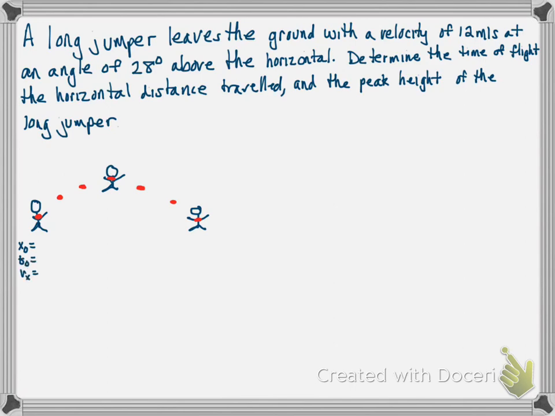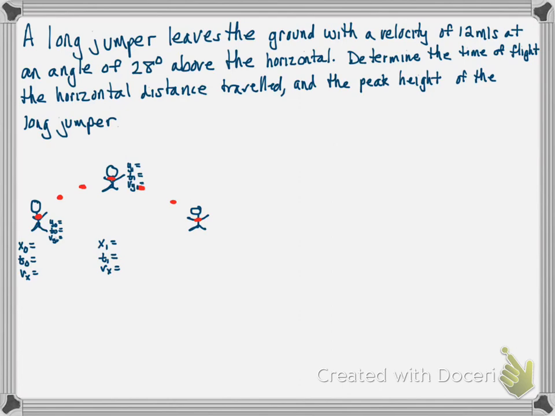Let's start organizing our information here. Just horizontal first, x0, t0, and vx. And now we have to decide what our next interesting point is. And we have two options. The interesting points could be the highest point, or it could be the long jumper right before she hits the ground. I chose the highest point because I was asked about the peak height.